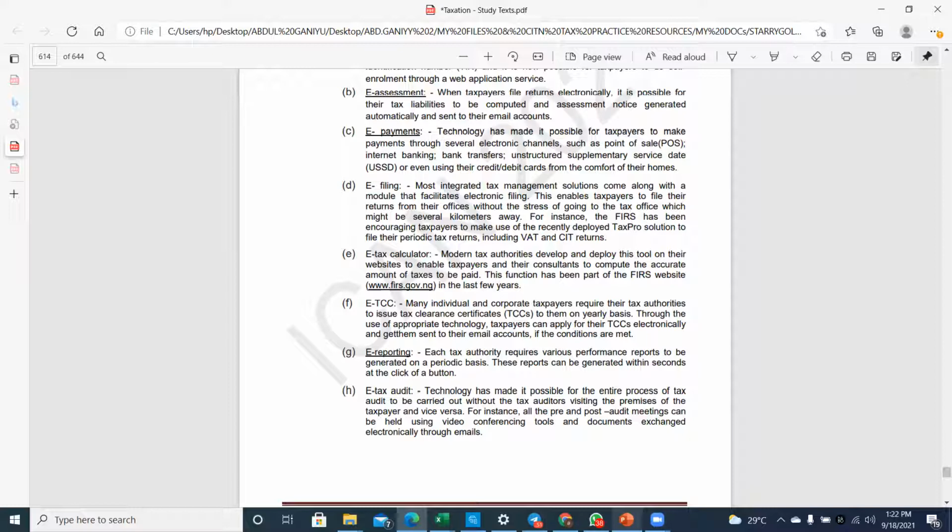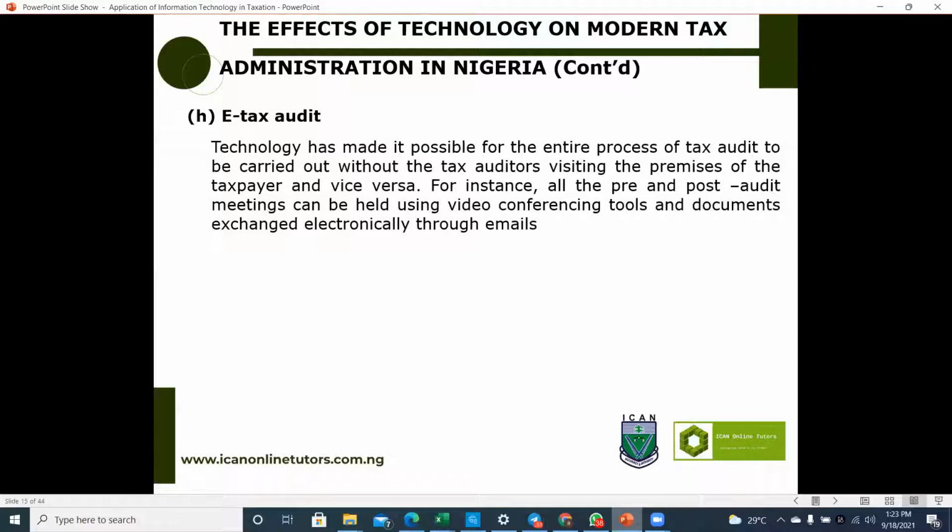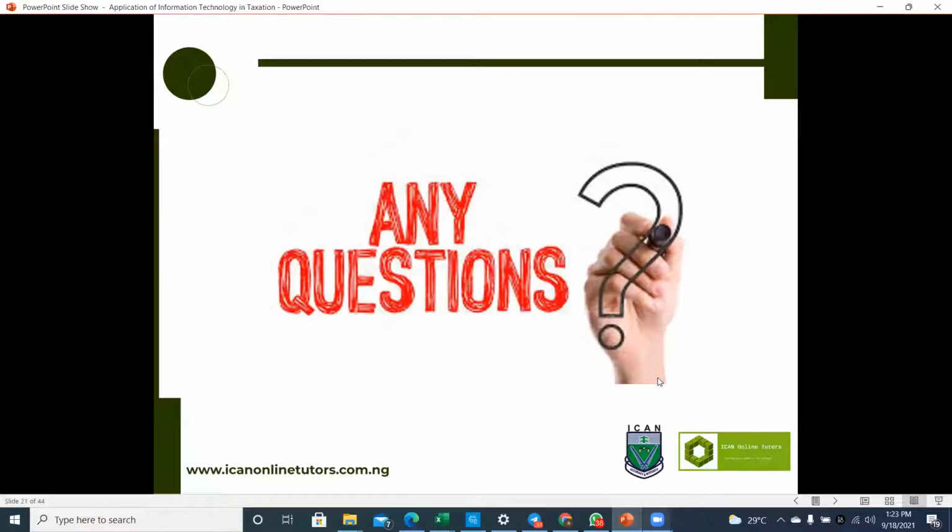In my office, we have attended several pre and post audit meetings in respect of each of our clients or some of our clients. We have exchanged several mails, exchanged documents electronically through mail. Okay, so this is one of the advantages or benefits of modern technology, particularly as it affects tax. Any question?